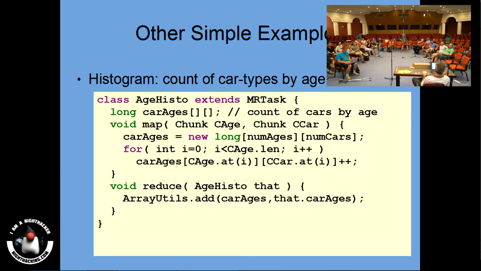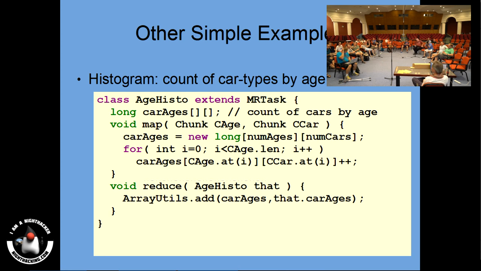Here's the single-threaded game in action. This is a histogram where I want to make a count of people by different numbers of cars they might have, or a different age. So I make an array, and I put the array in the map call instead of in the constructor. Because this is in the map call, it gets made new per map. That is, it's local to the individual core, the individual thread that's running.